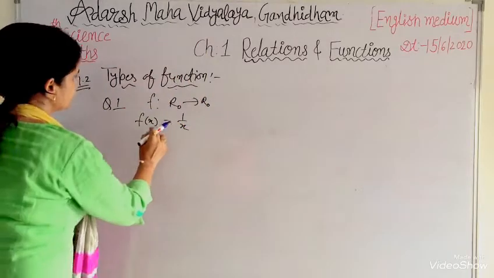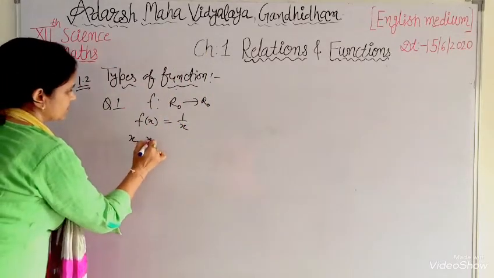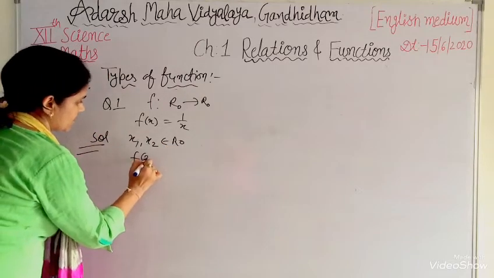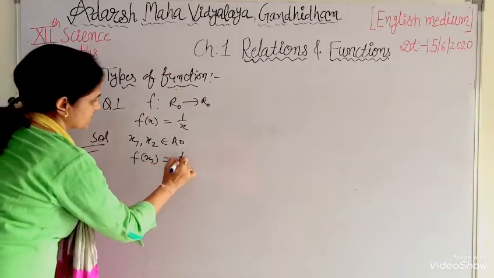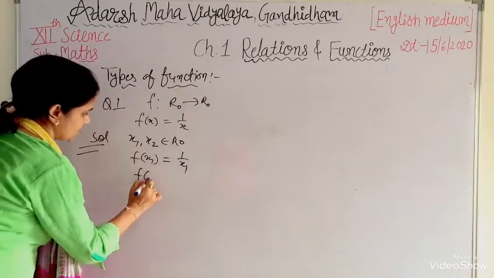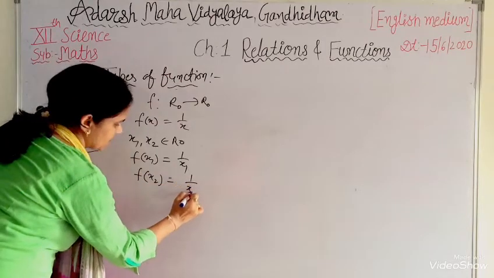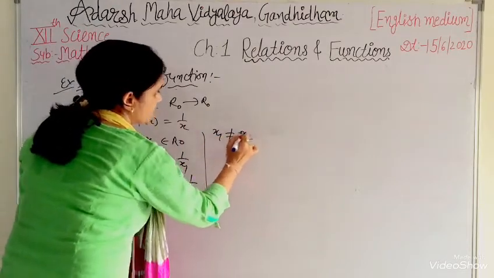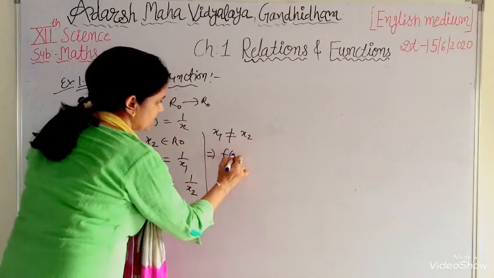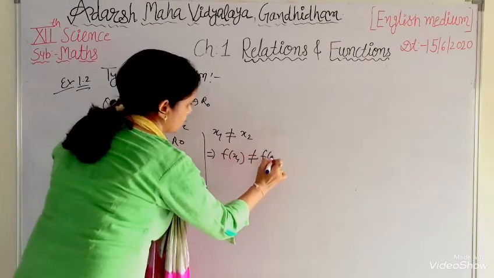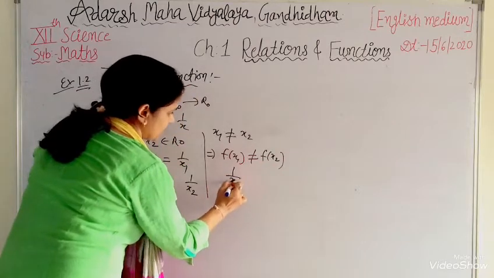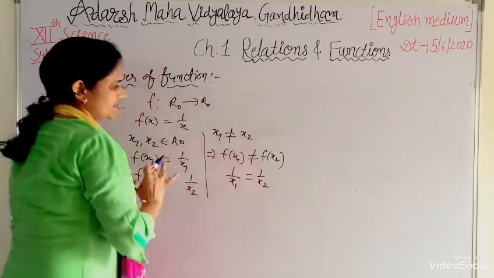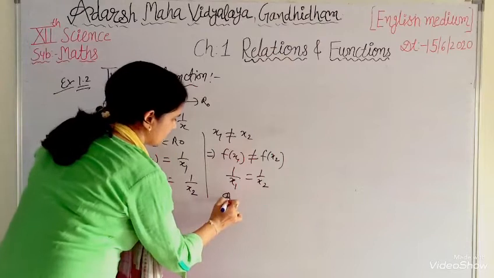First, students, see, x1, x2 belongs to R0. Image of x1, fx1, students, is 1 upon x1. Image of x2 is 1 by x2. And if x1 is not equal to x2, that implies image of x1 is also not equal to image of x2, since it is 1 by x1 and it is 1 by x2. So images are different for the distinct elements. So it is a 1, 1 function.